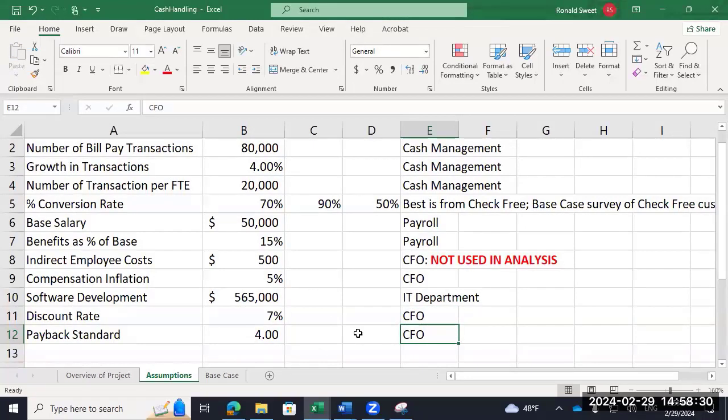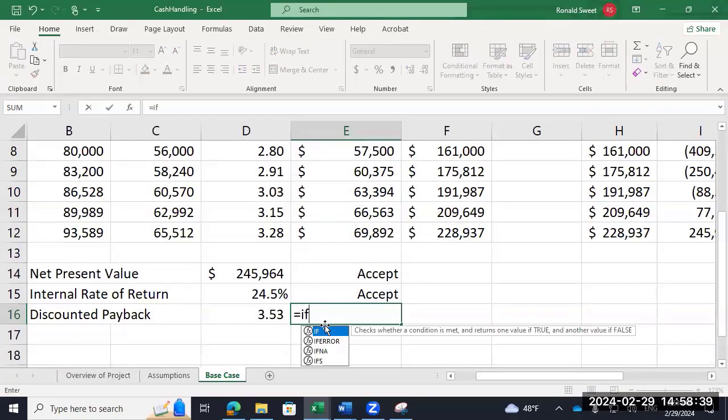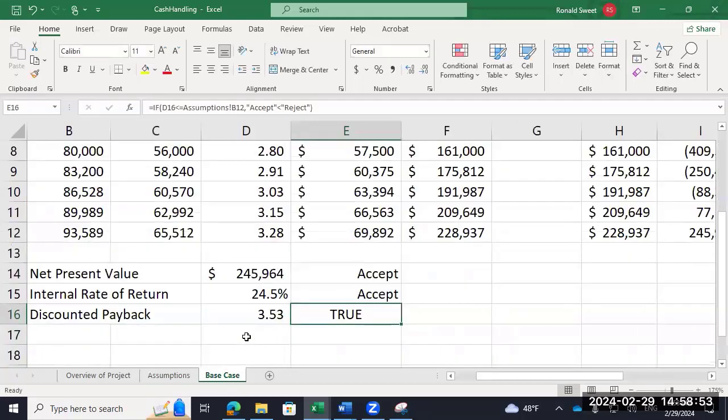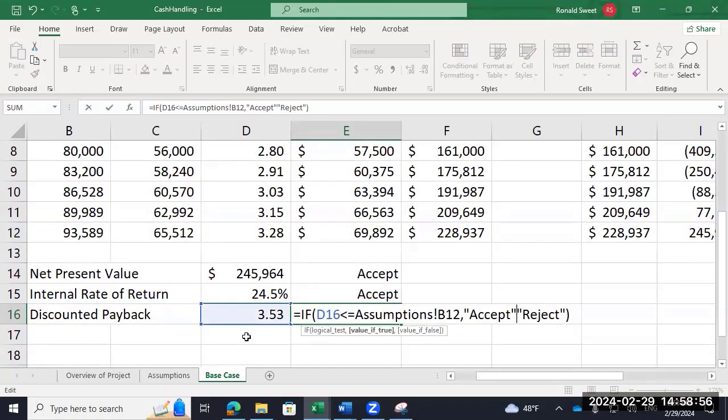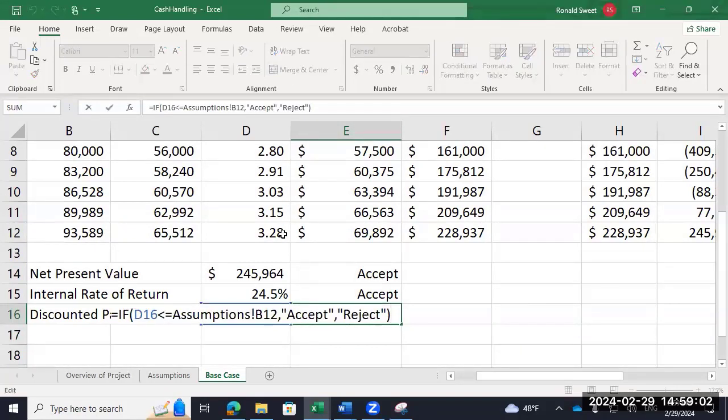We'll talk about your case, because on your case, I don't want you to have a payback standard, but we'll talk about that. So if we go back to the base case, here all we do is we say if the payback is less than or equal to the standard, comma, accept, comma, reject. And I did something wrong. So if that 3.53 is less than our standard, and our standard was on the assumptions page, then we accept the project, otherwise we reject it.